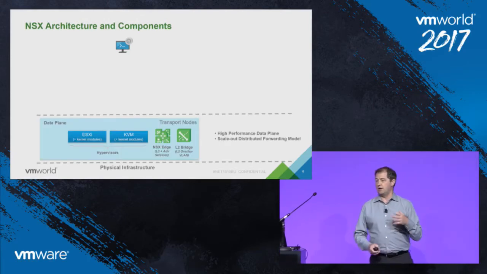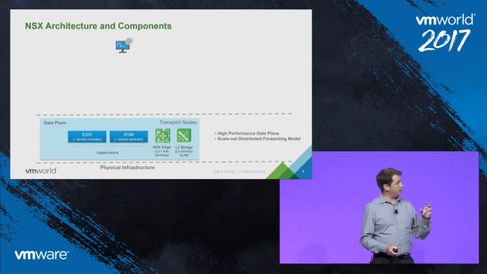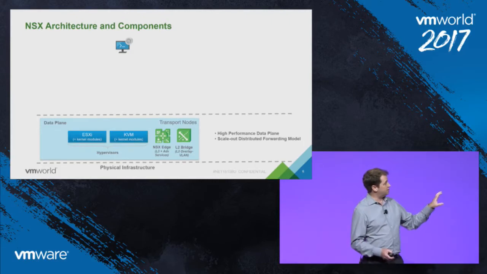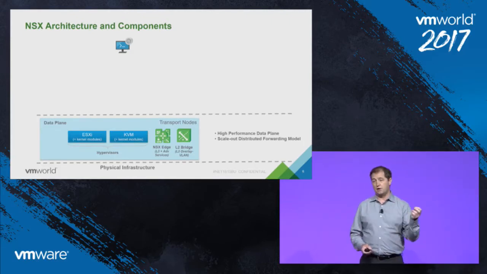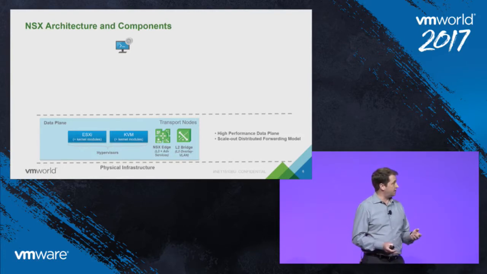And on top of that, we layer what we call the data plane. Now, the data plane is the packet forwarding engine that sits in the kernel modules of ESX and KVM. And this allows us to create an abstracted virtualization layer.